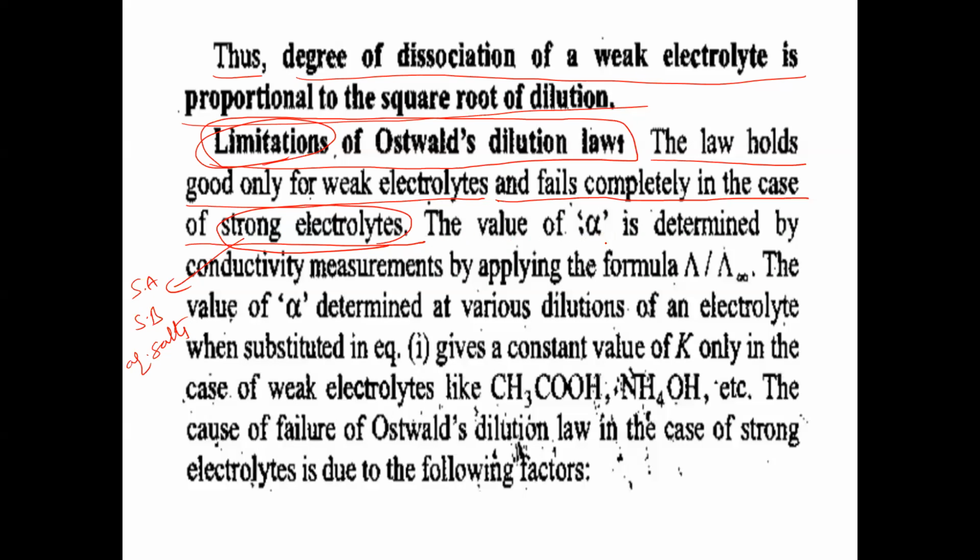The value of alpha, the degree of dissociation, is determined by conductivity measurements. By conductivity measurements, by applying what? The formula lambda by lambda infinity. So your alpha formula, what is another formula? Degree of dissociation is equal to lambda at given concentration by lambda at infinite concentration. Lambda at given concentration C divided by lambda at infinite concentration. We can write like this also. Lambda of C, lambda at infinity we'll take here.